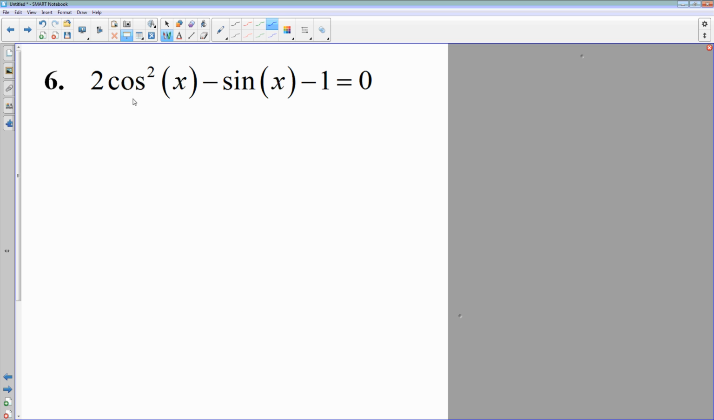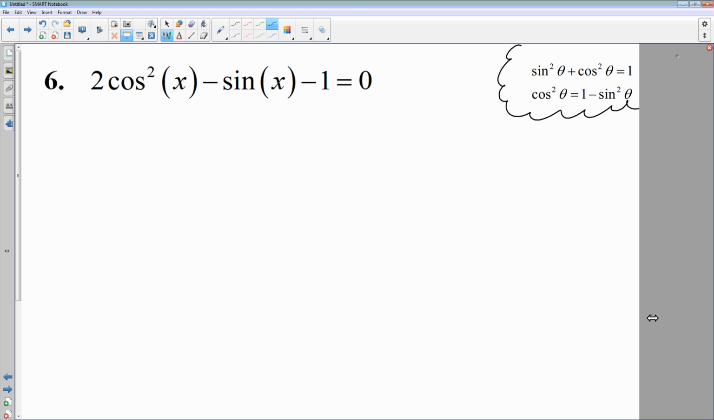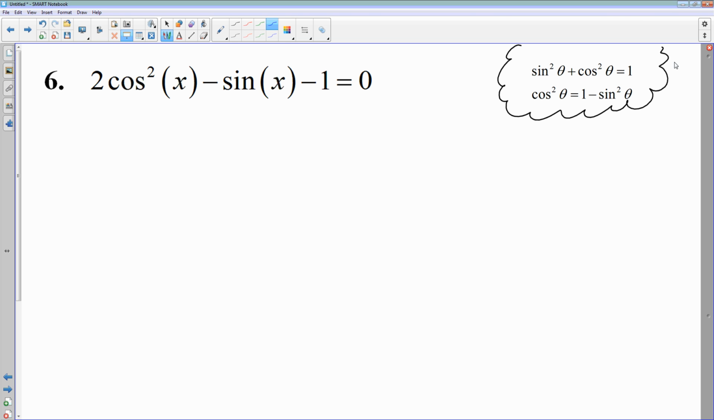And if you remember the main trig identity, if you only have room in your brain for one, the one you need to know is this one: sine squared plus cosine squared equals 1. And if sine squared plus cosine squared equals 1, then you can take the sine squared and move it to the other side of the equation to get cosine squared equals 1 minus sine squared.